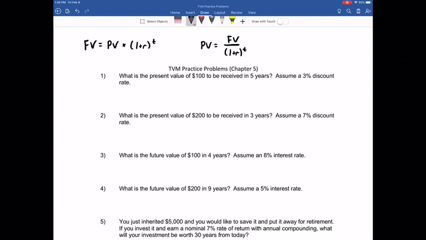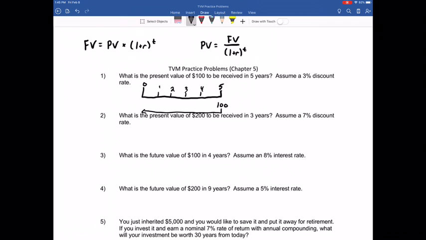So, number one, the first thing that you need to identify are these different components of these two equations. Number one says, what is the present value of $100 to be received in 5 years? Assume a 3% discount rate. For these cash flow problems, I highly recommend utilizing a timeline. A timeline will help you visually see what the cash flows are. In this case, we are expected to receive a $100 cash flow in 5 years. So what we have is 5 different periods that we will need to take this $100 cash flow and discount it back to a present value. The interest rate that we will be using as our discount rate is 3%.